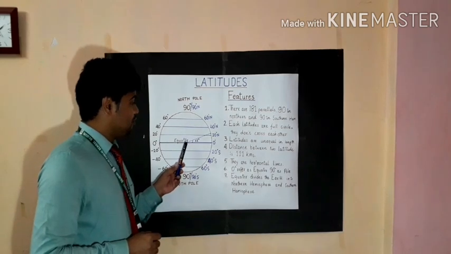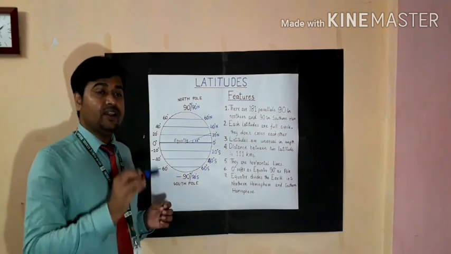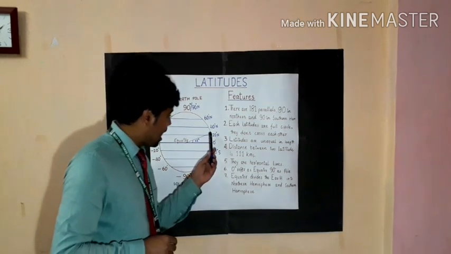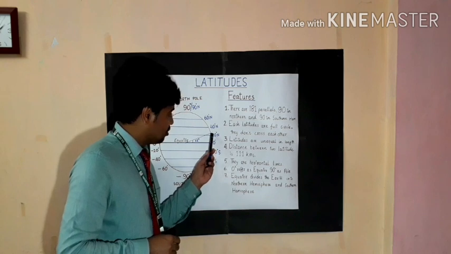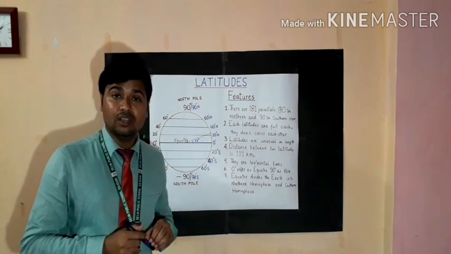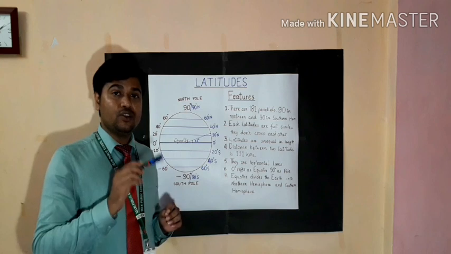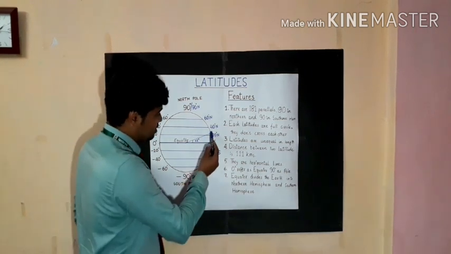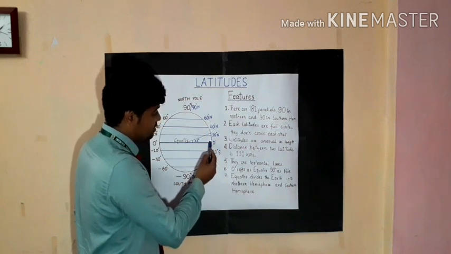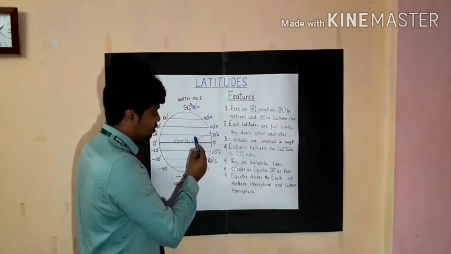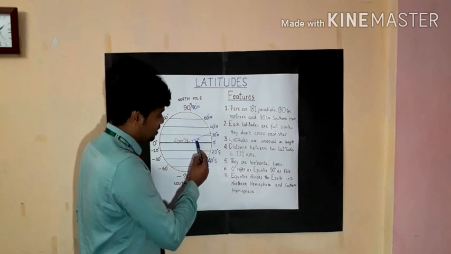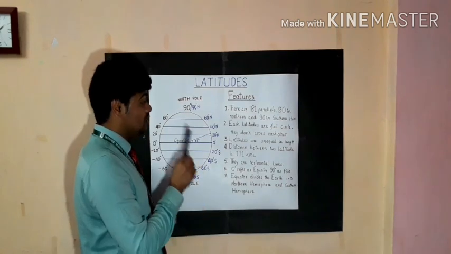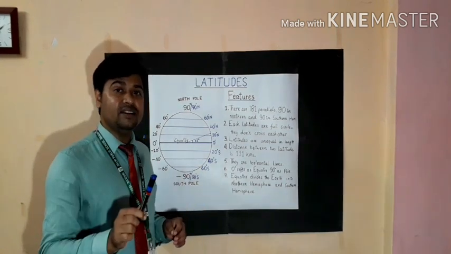With the help of latitude, we can point out the location of any place. Suppose I have marked this point. This is almost 22 degree north. Kolkata is located 22 degree north of the equator, and as you can see this is the angular distance between the equator and Kolkata. The angle is 22 degree and that's why we measure all the latitudes in degrees.